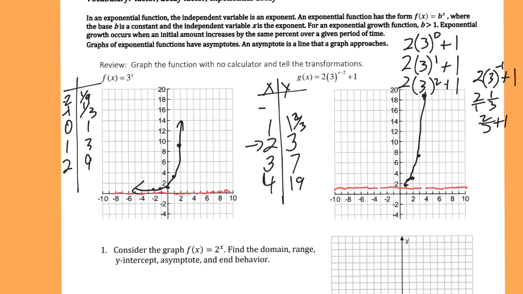And then you could plug in 0. So it would be 2 times 3 to the 0 minus 2, which is negative 2, and then add 1. So 3 to the negative 2 is 1/9, times 2 is 2/9, plus 1. So that's easy: 1 and 2/9.